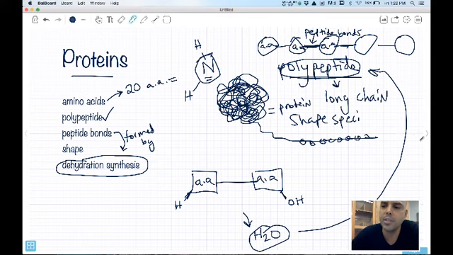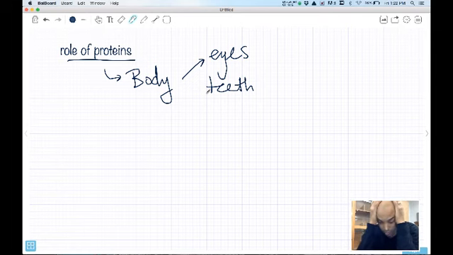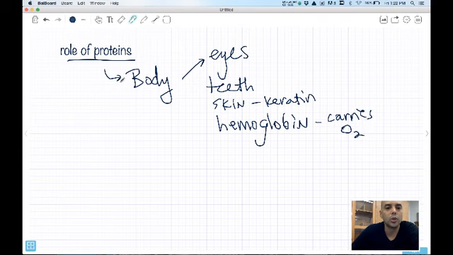Cool? Then we said proteins had a lot of functions. The first role was to build up your body. So we have proteins in our eyes, that's crystalline. You'll see that in your notes. Your teeth are made up of enamel. Your muscle is made up of protein. Keratin, which is your skin, is the protein. And then hemoglobin, which is the one in your blood. Hemoglobin is a protein in your blood, and this carries oxygen. That's its job. Cool. So they build up your body.